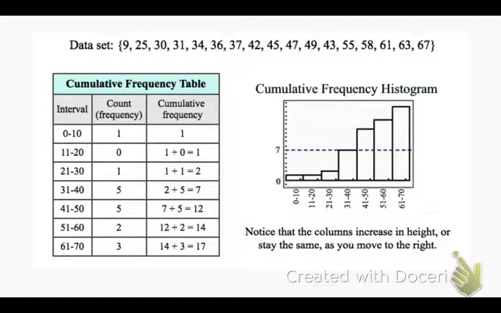So the 7 in 31 to 40 is actually showing that we had 5 in the 31 to 40 range, plus the 2 before. So the bars are getting larger as we move across the graph. And so on a cumulative frequency histogram, it can be a little bit more difficult to see the individual values because we have that running total.